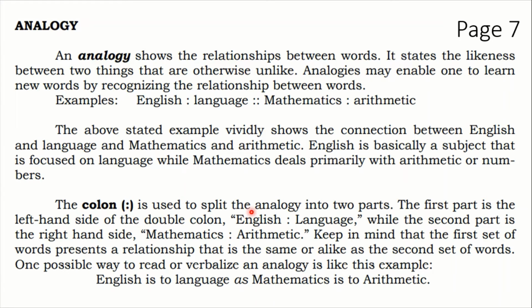The colon is used to split the analogy into two parts. The first part is the left-hand side of the double colon, while the second part is the right-hand side. Keep in mind that the first set of words presents a relationship that is the same or alike as the second set of words. One possible way to read or verbalize an analogy is like this example: English is to language as mathematics is to arithmetic.